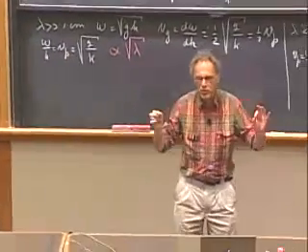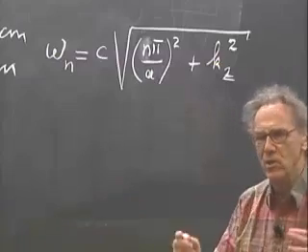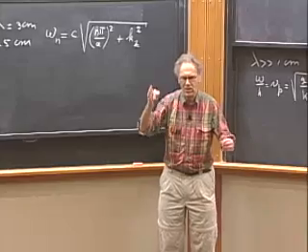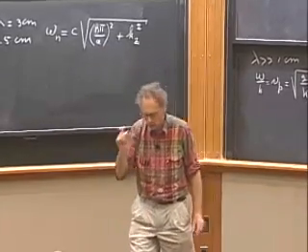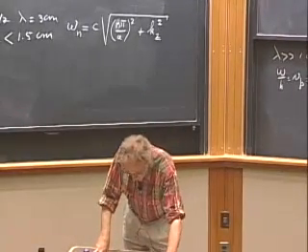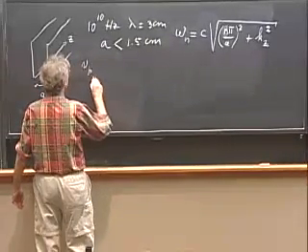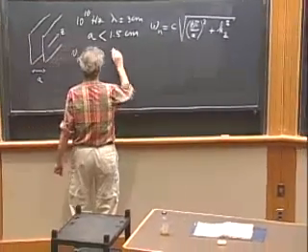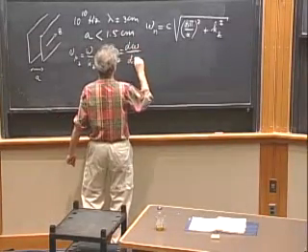Remember when we had a string that was fixed at both ends, we got terms like this. Remember when we had sound in a box, we had n pi divided by L in the x direction, m pi divided by L in the y direction. So you recognize here that it has to do with the boundary condition of the electromagnetic radiation without exactly understanding why it is the way it is. And so the phase velocity, v phase, in the z direction is omega divided by k_z, and the group velocity in the z direction is d omega d k_z.